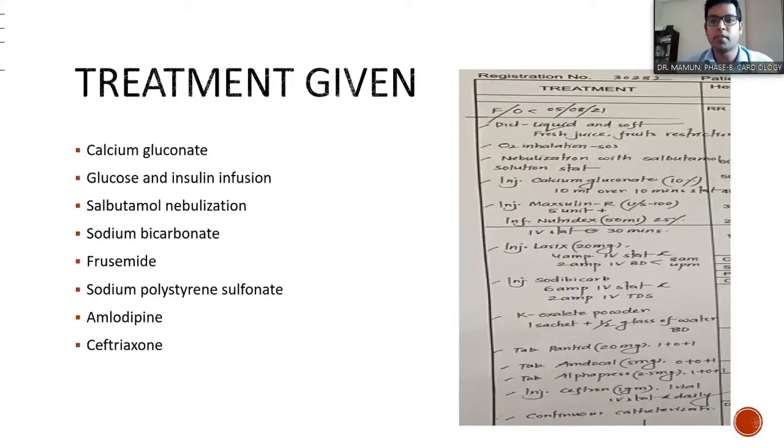Treatment was given to the patient. The treatment includes calcium gluconate IV and infusion, salbutamol nebulization, sodium bicarbonate, sodium polystyrene sulfonate, that is combined.